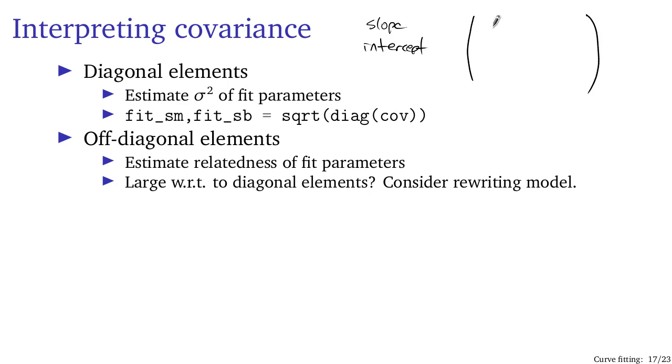If the slope is the first parameter, this would be like sigma slope squared, the variance in the slope, an estimate of the uncertainty in the fit slope. The lower right element of the matrix is going to be an estimate of the variance of the intercept, an estimate of the uncertainty in the fit result intercept. And then the off-diagonal elements are going to be the same. This is going to be a symmetric matrix. But what this is telling you is the covariance of the slope and the intercept together.